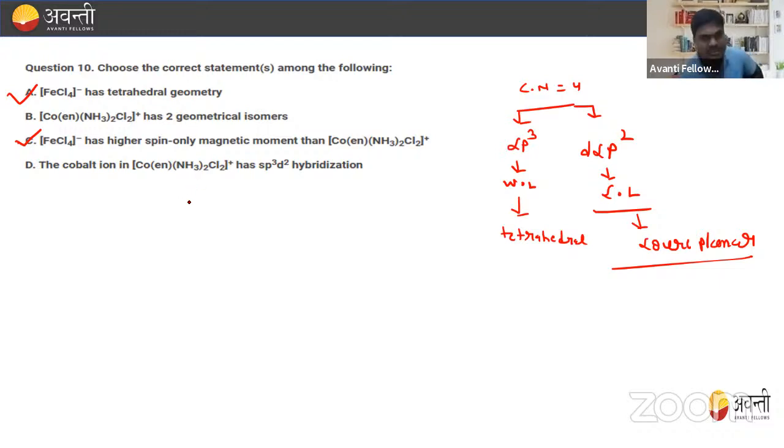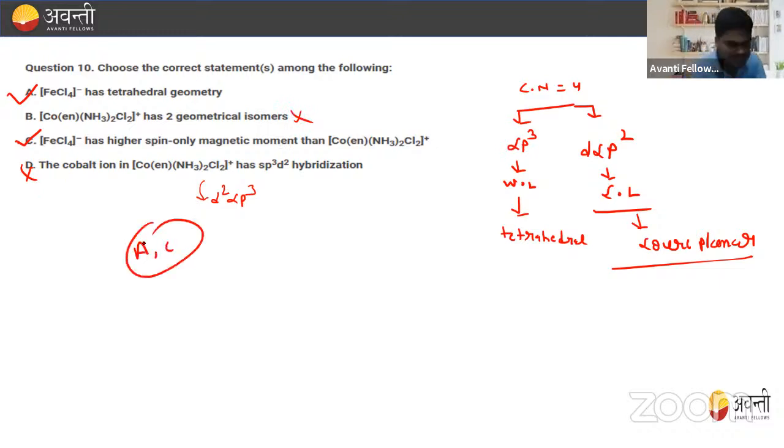So in this, NH3 is a strong ligand. Due to the presence of en and NH3, strong ligands, they have d2sp3 hybridization, not sp3d2. This is wrong. Now, the statement that [Co(en)2(NH3)Cl2] has two geometrical isomers is also wrong. So what is the correct option for this?